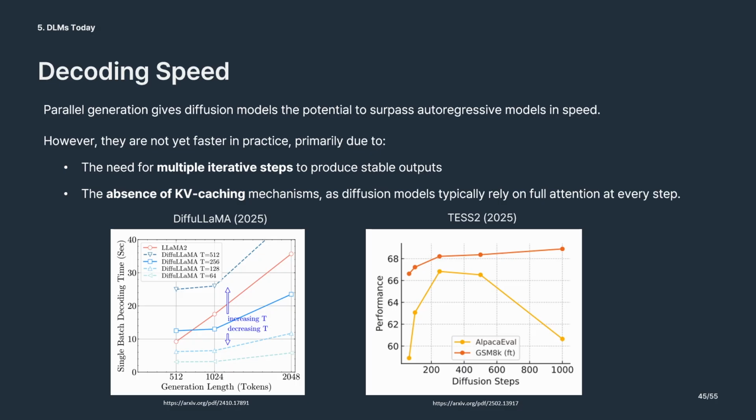First, they require multiple iterative steps to produce high-quality outputs, often over hundreds of steps. Also, they lack the KV caching mechanisms, meaning every generation step requires full attention computation, unlike AR models that benefit from the caching. As shown in the graphs from DiffuLLaMA and Test 2 in the below figure, reducing the number of diffusion steps can improve speed, but often at the cost of quality.